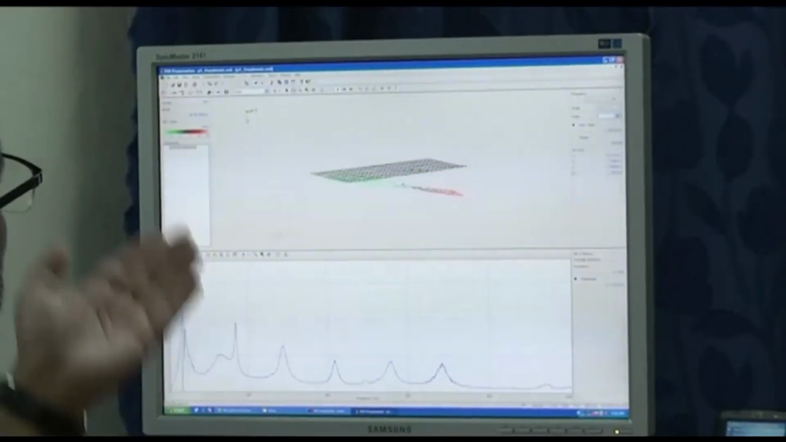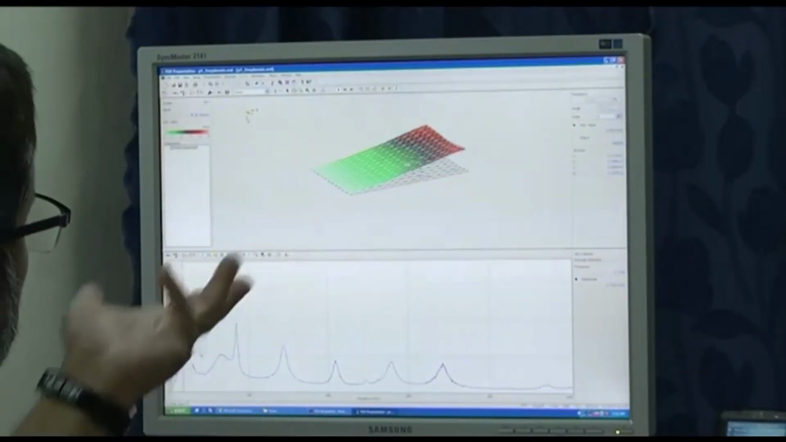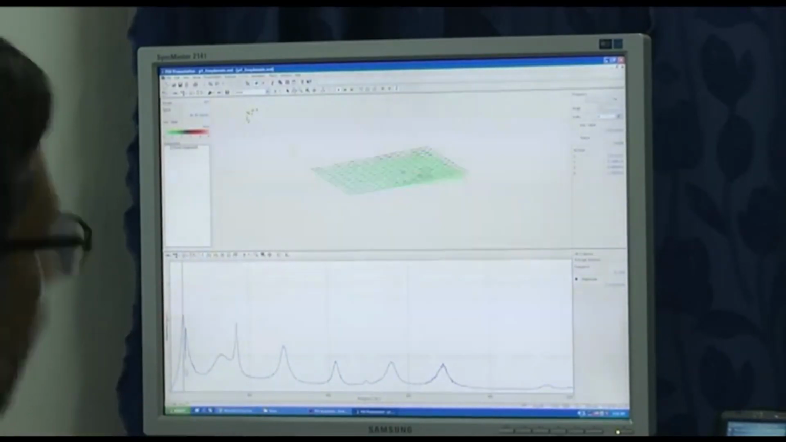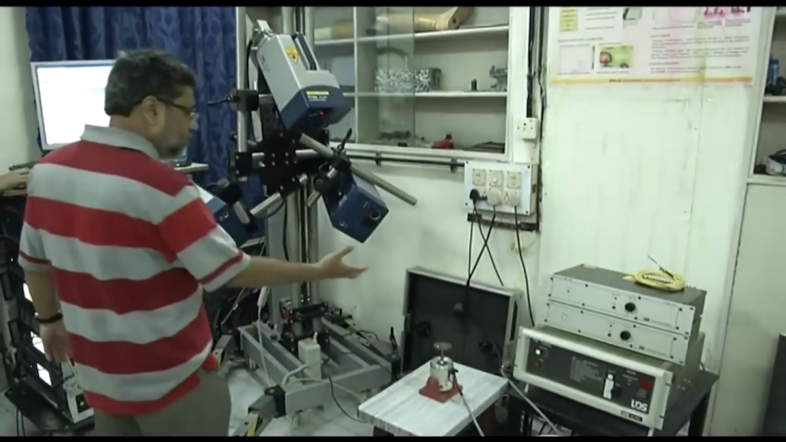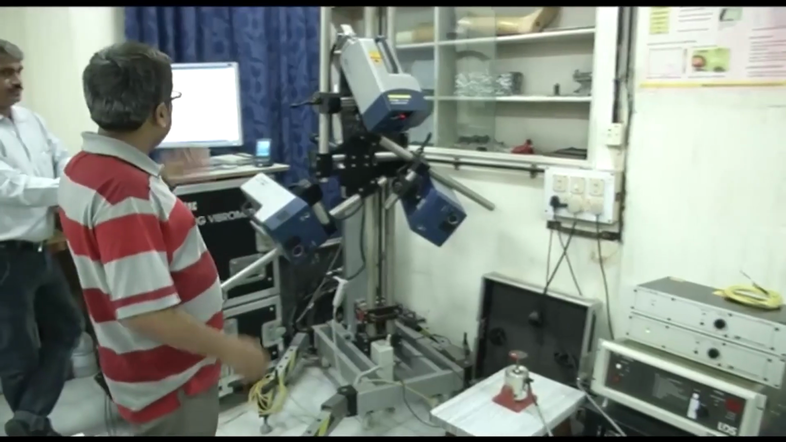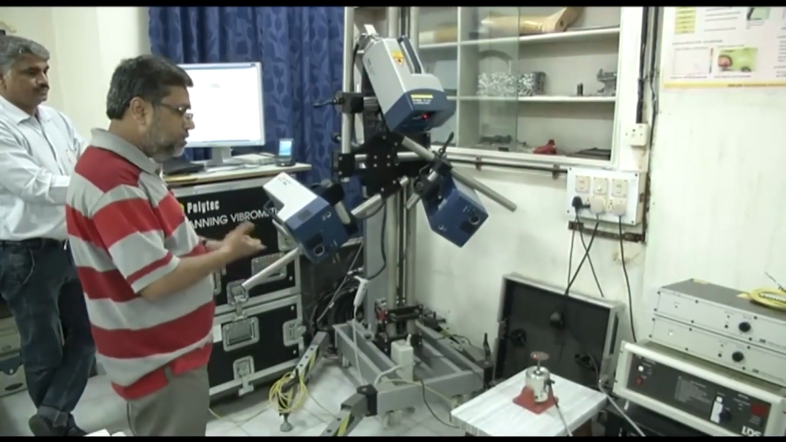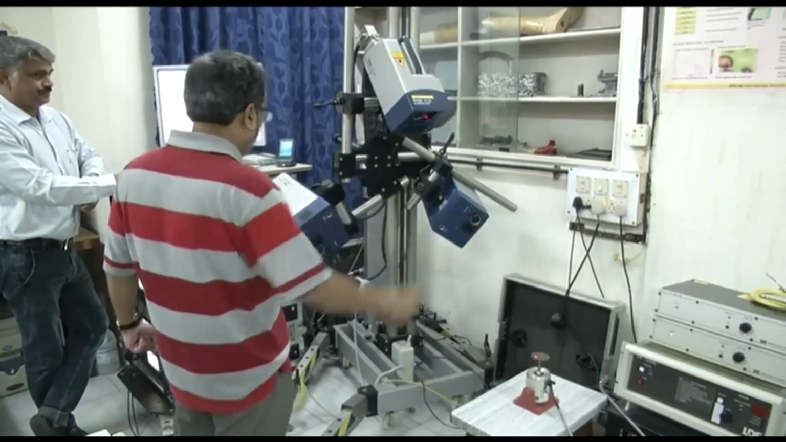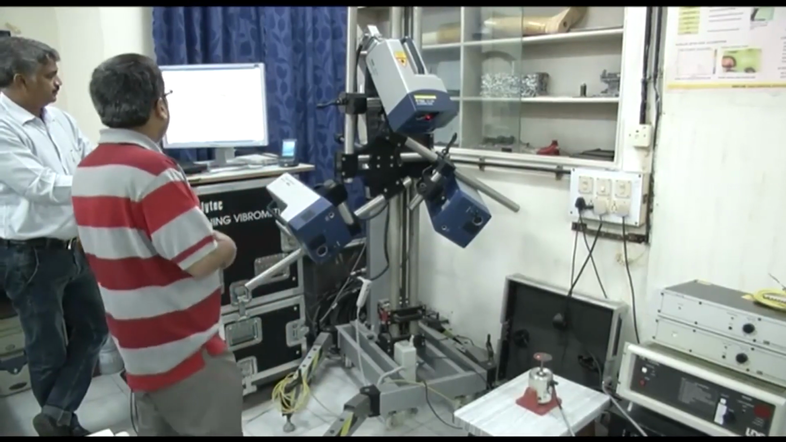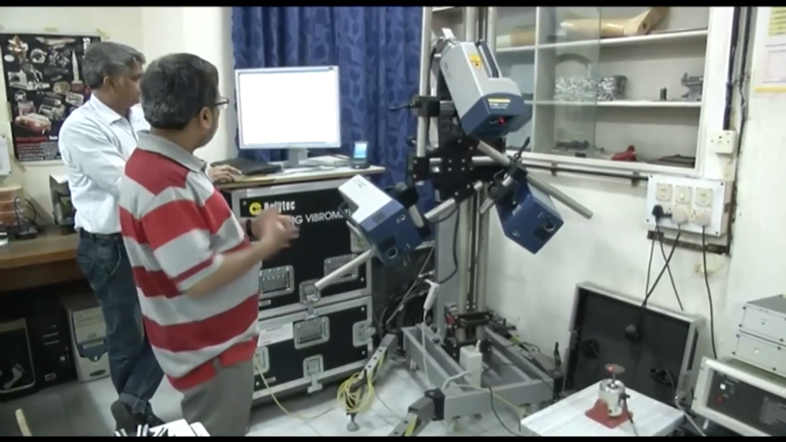Okay, and the red means the large velocity, green means smaller velocity, and thus the laser can actually go through each of these points. In this case it is a disc, in this example it is a cantilever beam, but the principle is the same: in all the cases the laser scans through each of these points and measures the velocity profile. Now what do I do with the velocity profile?